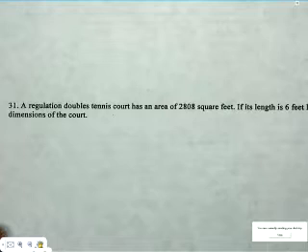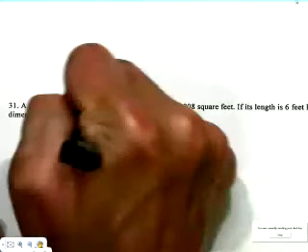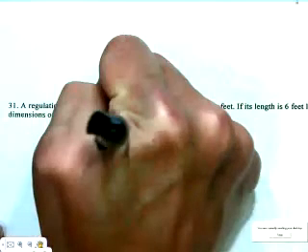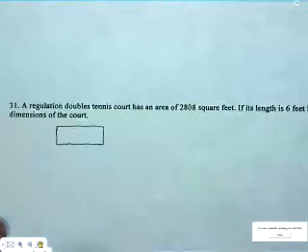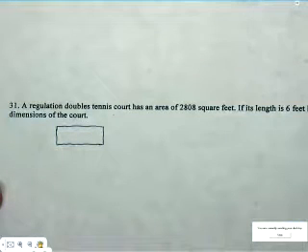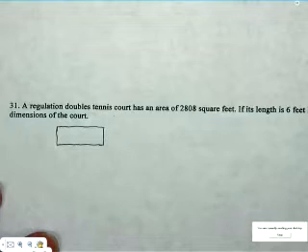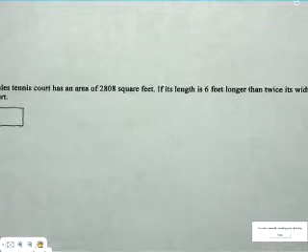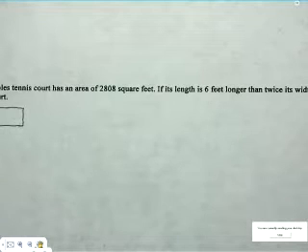I can draw a rectangular tennis court. Here's my very best imitation of a rectangular tennis court. And length is the long side, width is the short side. The second sentence says length is 6 feet longer than twice the width. Who do I know nothing about? If length is 6 feet longer than twice the width, or just the width. I don't know anything about the width. I know something about the length, but I don't know anything about the width.